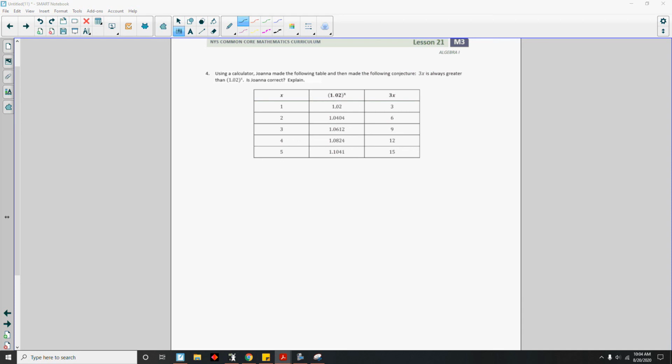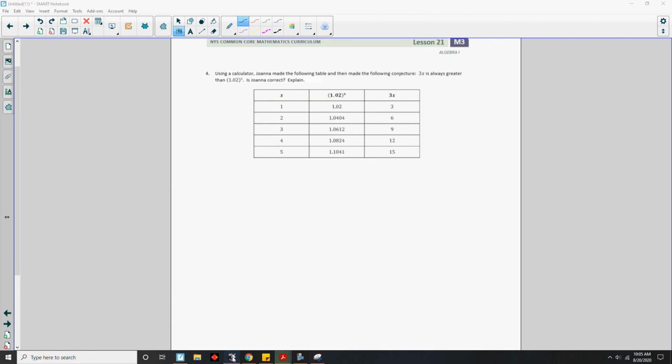Okay. Remember, 3x is linear. Rate of change of 3. Y-intercept of 0. 1.02 to the x is an exponential function where a is 1, because there's nothing out in front. That'd be 1 times, that's our a, 1 times 1.02, which is our b, our base, to the power of x. That's exponential. What do we know now about exponential functions? They grow a lot faster than lines, than linears.